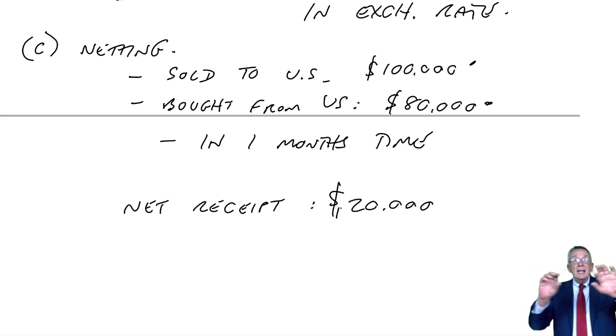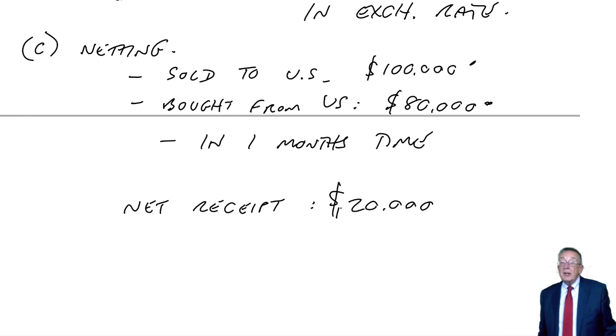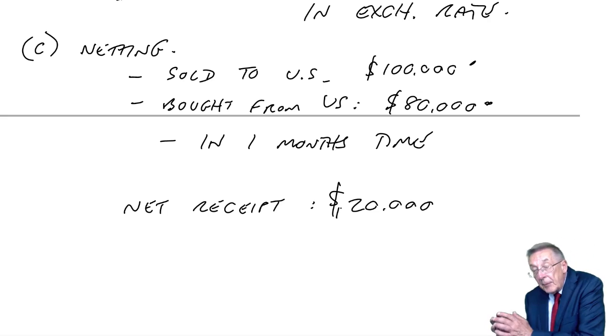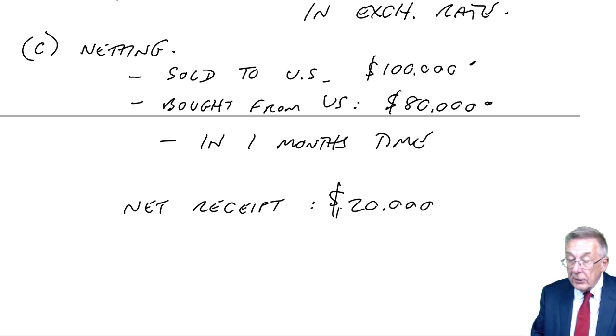They might give you a whole list of receipts and payments, some in 1 month's time, some in 3 months' time, and so on. Well, if you've got several in 1 month's time, net them off. What's the net amount at risk? If you've got several in 3 months' time, net them off. What's the net amount at risk in 3 months' time? And then later, we'll look at reducing, removing the risk on that net amount.